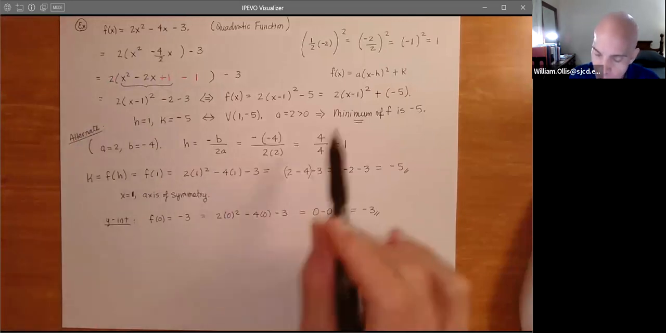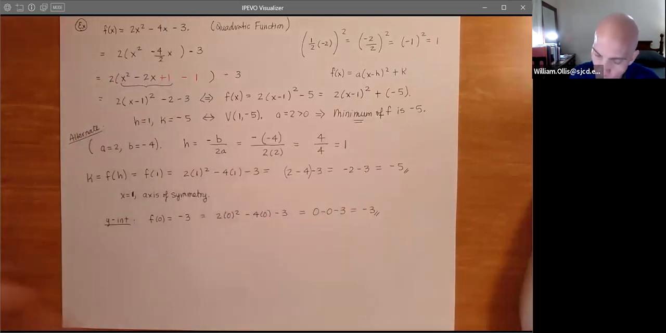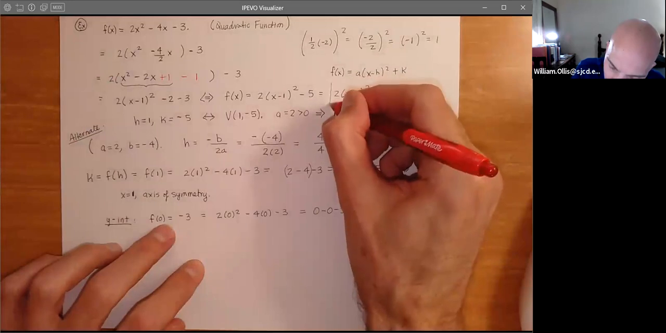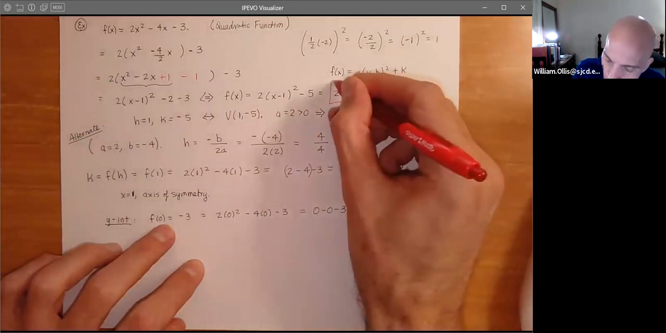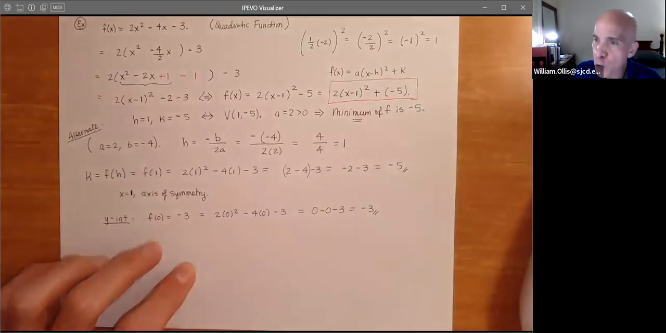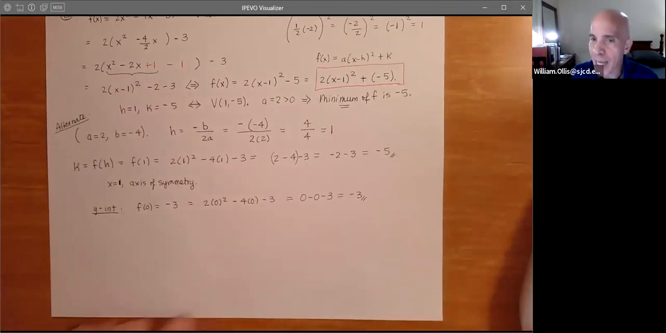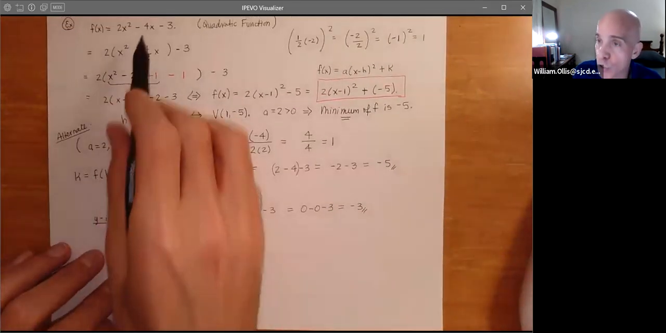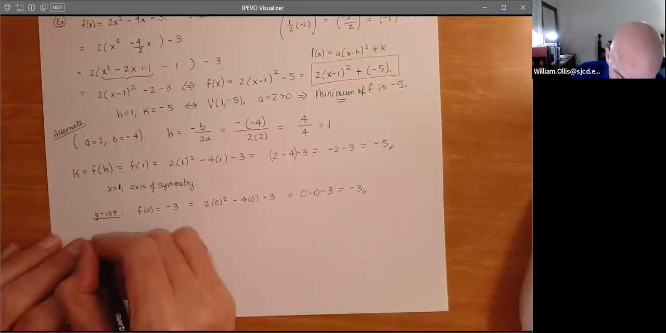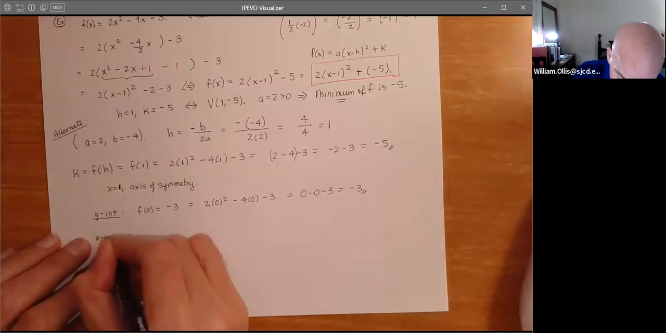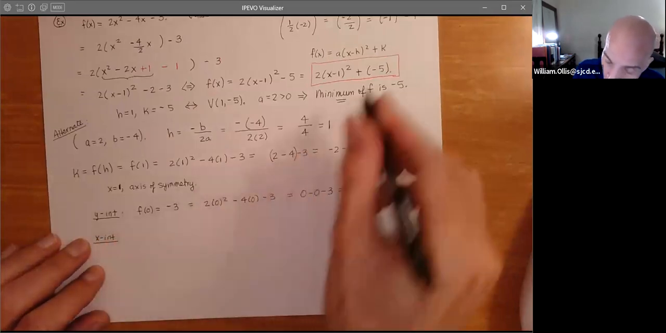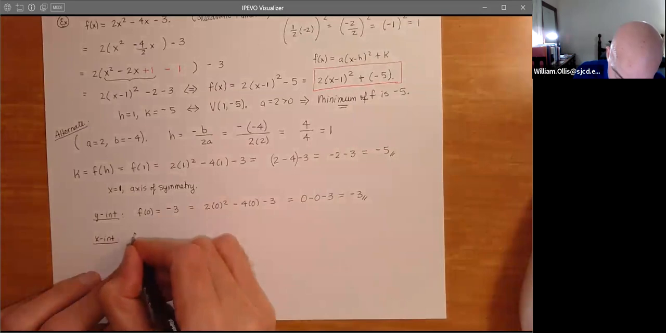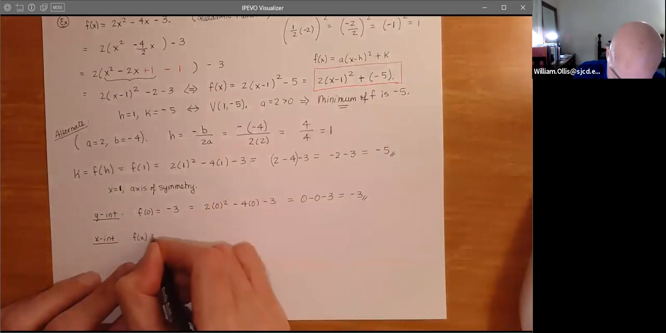Now, notice over here, we have a completed square form. And that's where, when it comes to doing x-intercepts, if you have the completed square form, it's much easier. So we're going to use that. Otherwise, you just use the quadratic formula. So x-intercepts. So we're going to take advantage of the fact that we know this. So this says f of x equals 0.